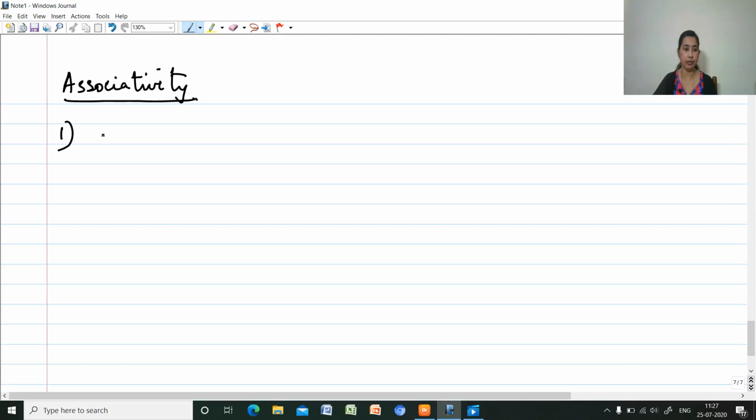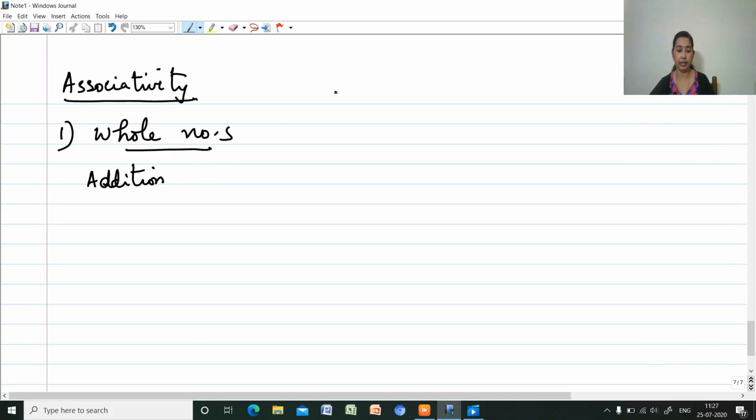So in that first one we are checking for whole numbers. In the case of whole numbers, we'll check for addition. Two whole numbers, we have to consider 3 here. Associative law means 3 values we have to take, 3 whole numbers. Let it be A, B, C, or let it be 1, 2 and 3. So that is 1 plus 2 plus 3.